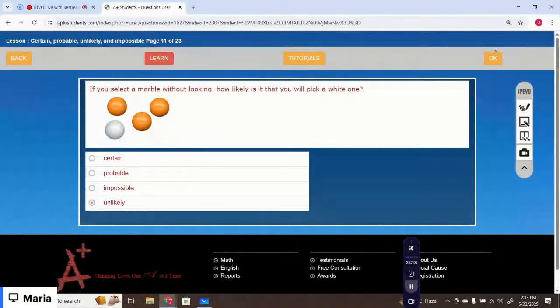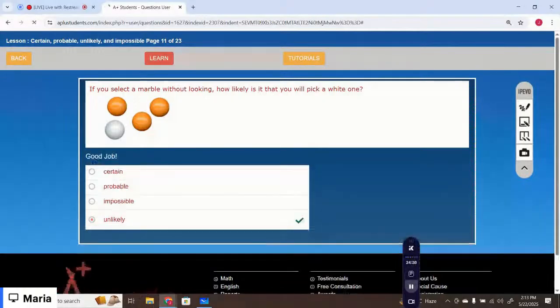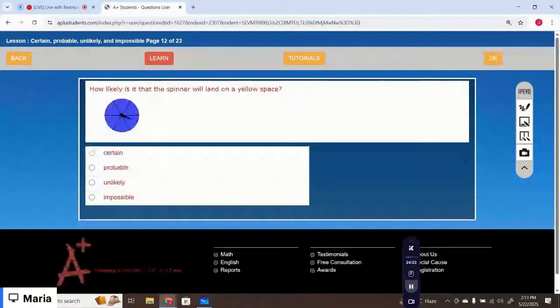Unlikely that you will pick the right one. But it will go, that is option four. How likely is it that the spinner will land on a yellow space? So which is the correct option? Impossible, right? The correct option is impossible.